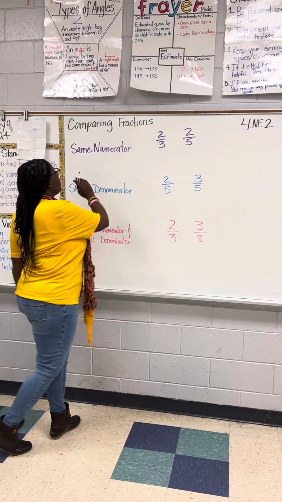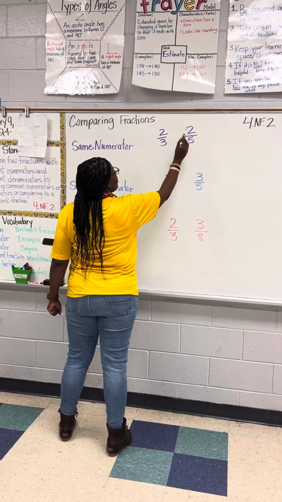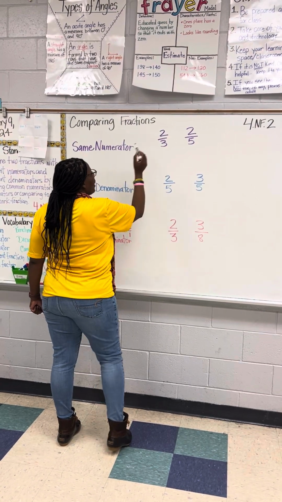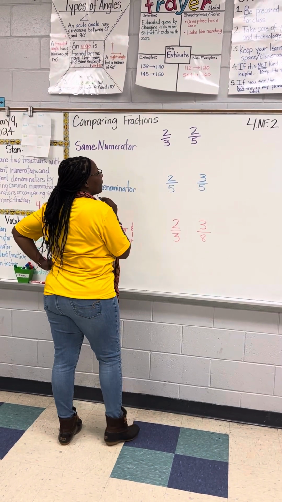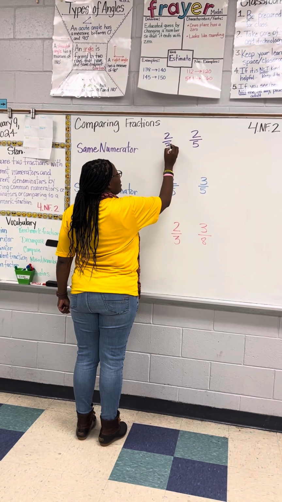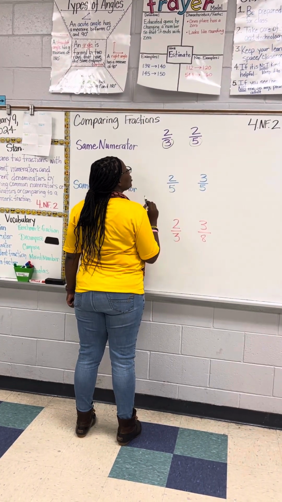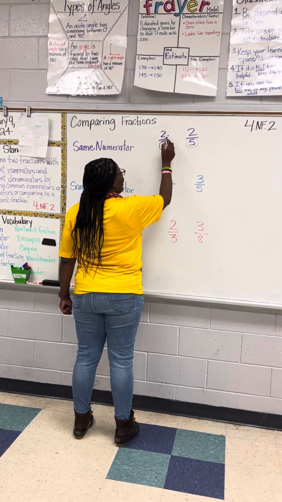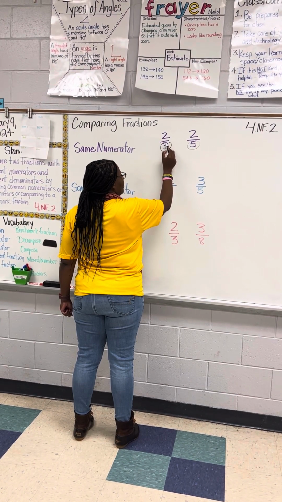Okay, so same numerators right here in the purple. I have 2/3 and 2/5. Now there is a trick when you're doing the same numerator. If the numerators are the same, you then look at the denominator and you see that this denominator is smaller than this denominator. So whichever one is the smallest, which is the 3, that means that this fraction is the largest fraction, okay?